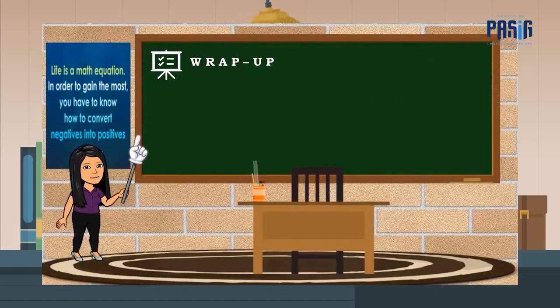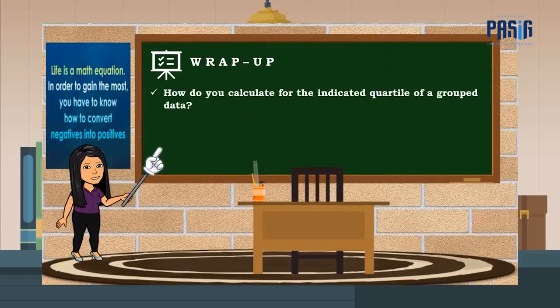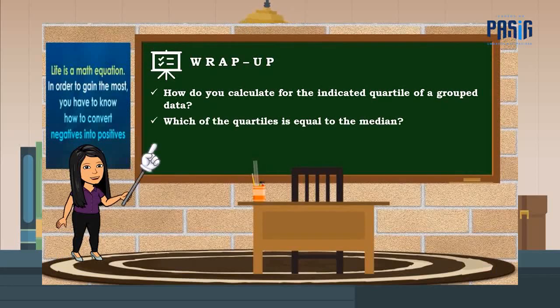Let us have the wrap-up. How do you calculate for the indicated quartile of a group's data? Which of the quartiles is equal to the median? What is interquartile range?